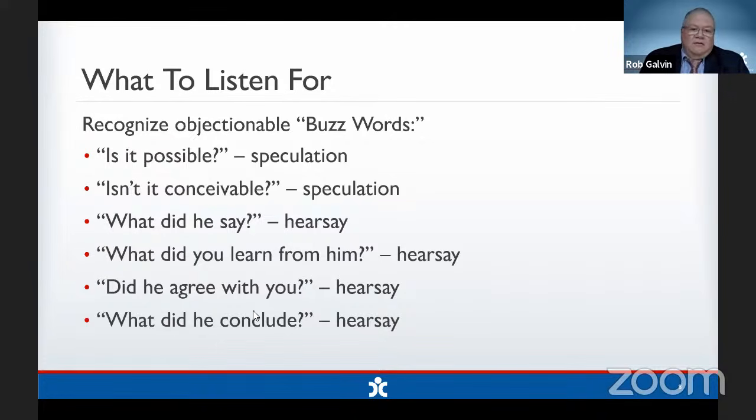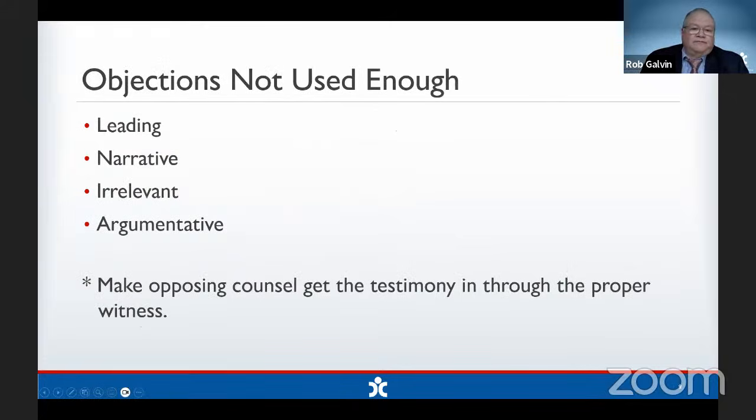Next slide. So here we have a list of objections that we think really aren't used enough through the course of litigating a CPS case. First is leading, and we touched on that earlier. Just because it's a yes or no question or a closed-ended question doesn't necessarily mean that it's leading, but something you should be paying attention to is "wouldn't you agree?" Or you ask the question and then say "correct." Again, the question itself is implying how the witness should answer.